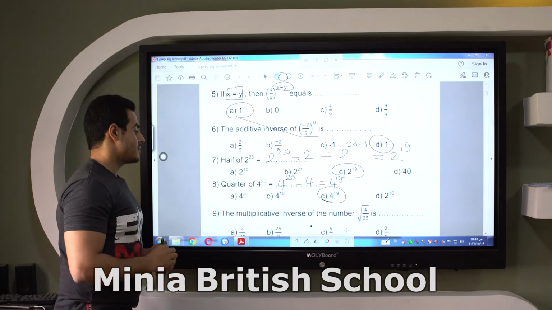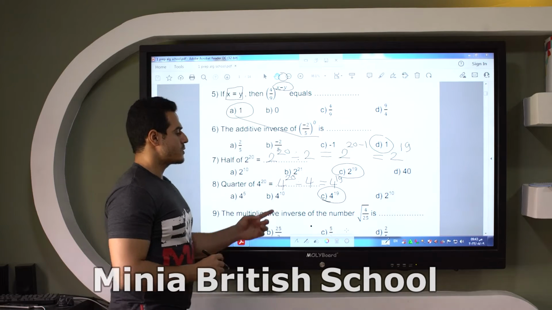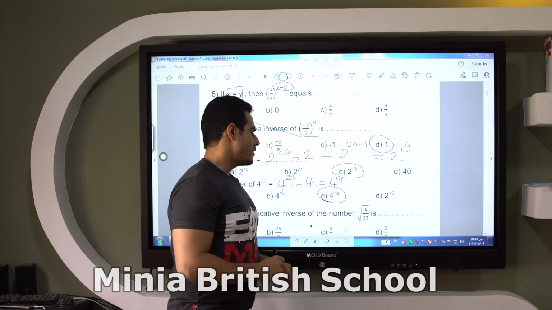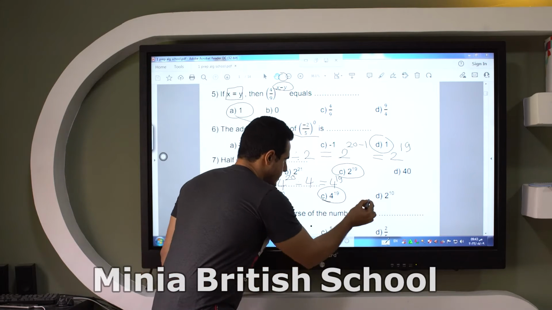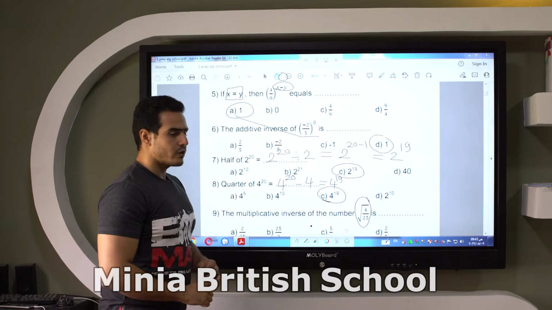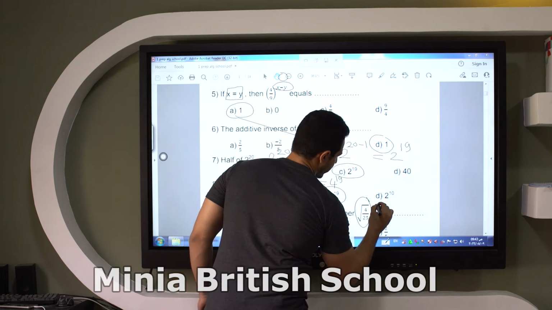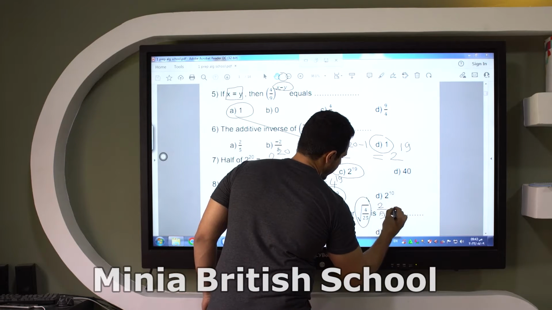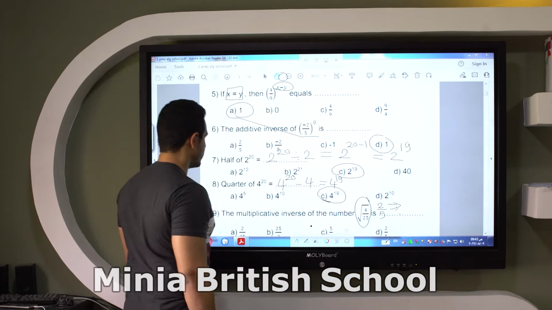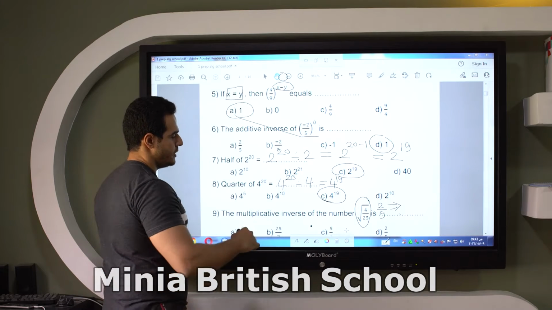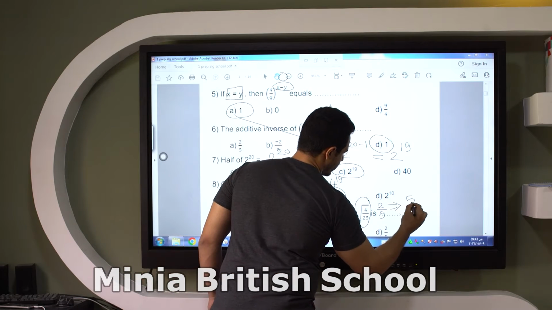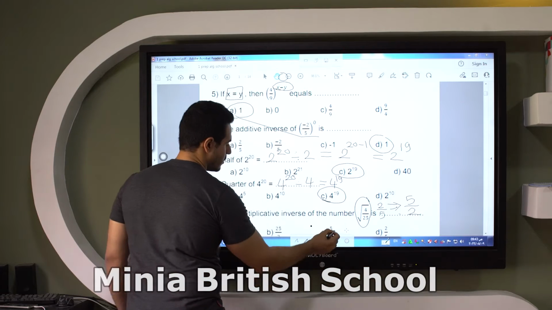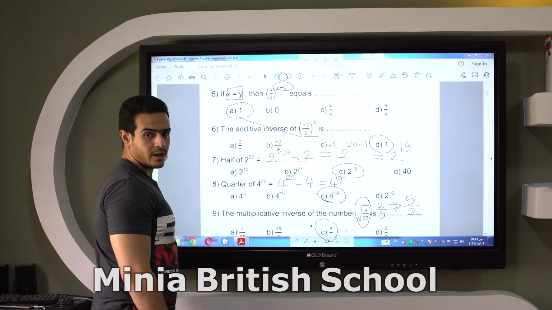Number 9, the multiplicative inverse of the number square root of 4/25. As a first step, let's find the result of this number. Square root of 4/25 is 2/5. Now let's find the multiplicative inverse of 2/5. It will be 5/2. Okay?